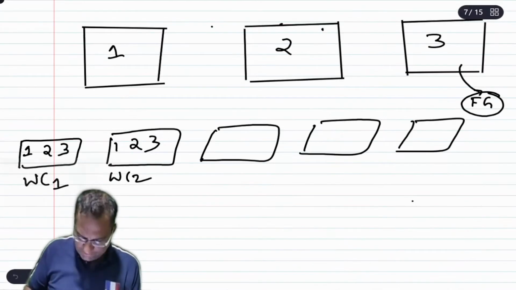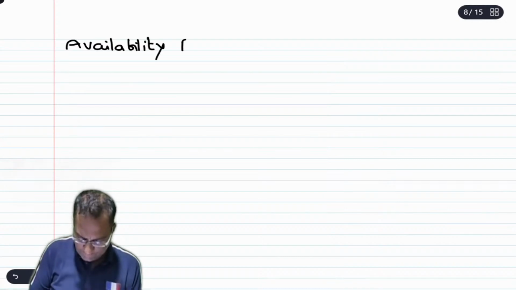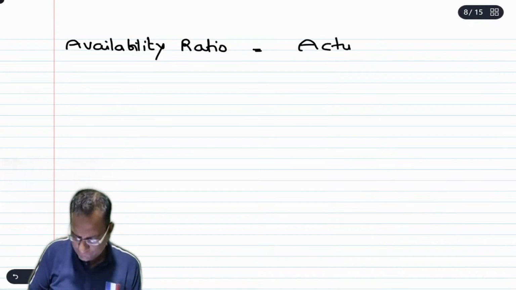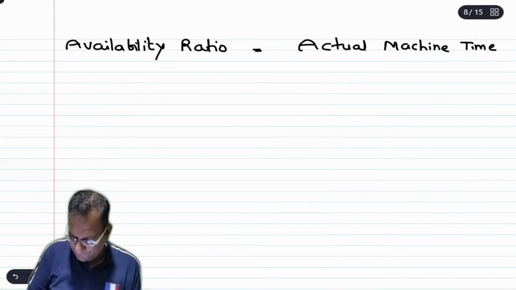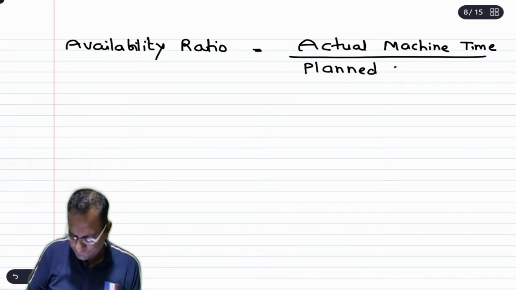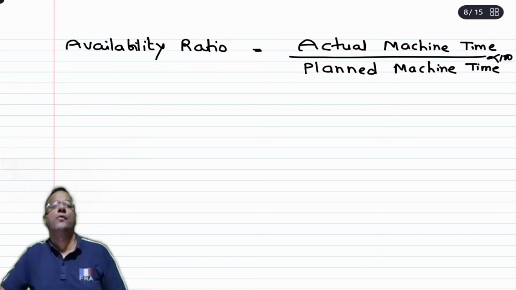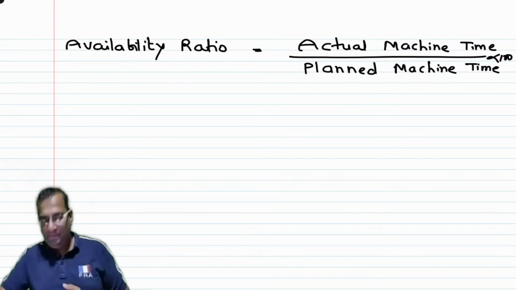So how to calculate this one? देखिए बेटा, फॉर्मूला लिखिए इसका. Availability ratio is equal to actual machine time divided by planned machine time into 100. Now, how to calculate the planned machine time and the actual machine time?